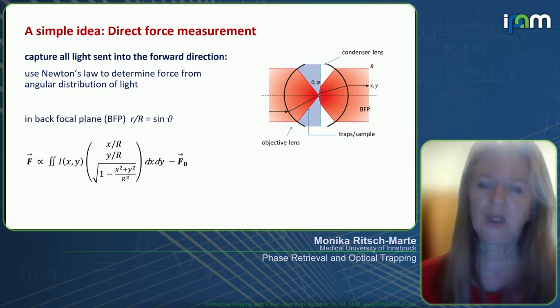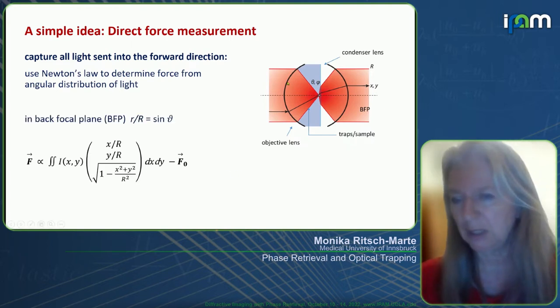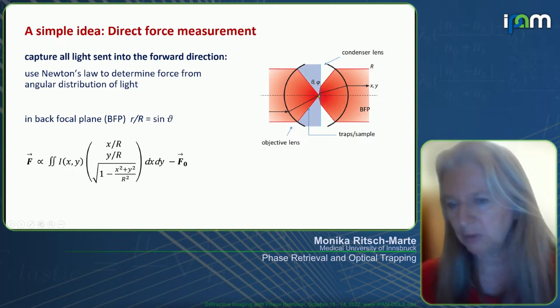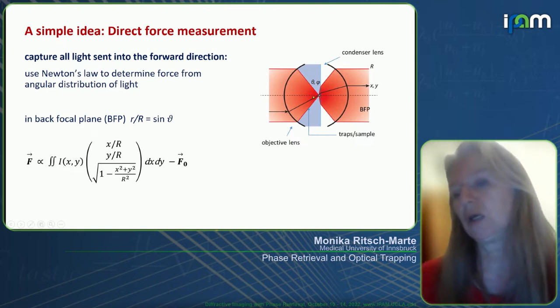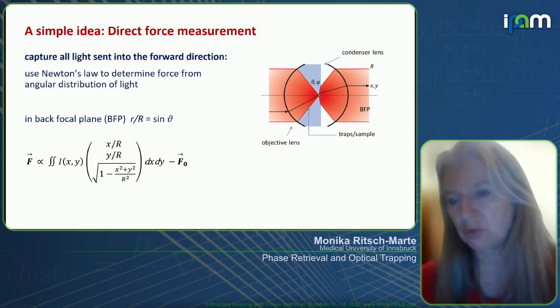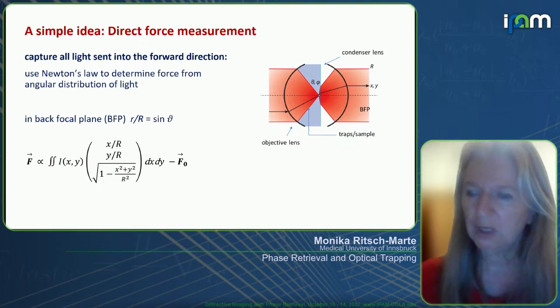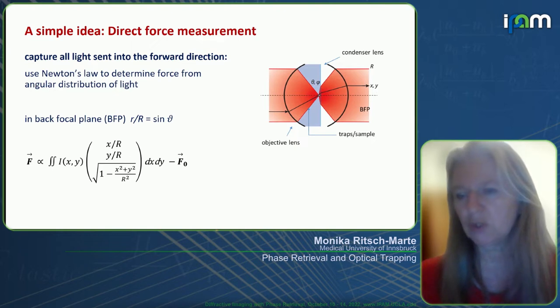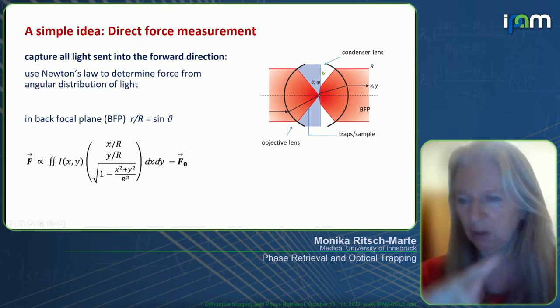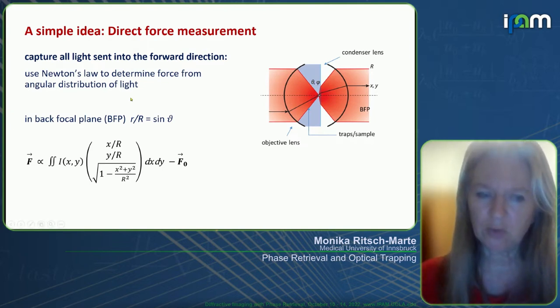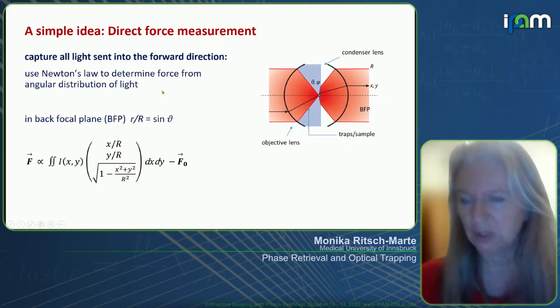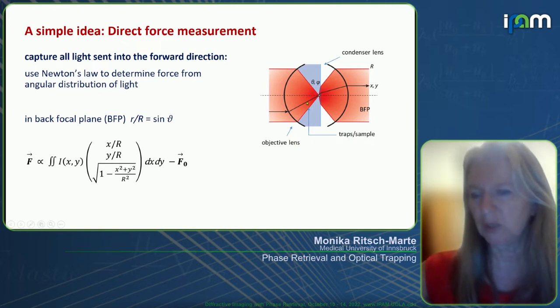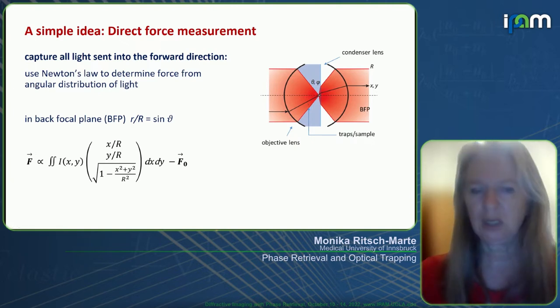But it is possible, and one can use a high NA objective lens to form the traps in combination with an SLM, a spatial light modulator. You can do holographic optical tweezers, so several traps, and then you have a high NA condenser that picks up all the light scattered into the forward direction and maps it onto the camera plane. So in the back focal plane where the camera sits, all these scattering angles in different directions are converted into a radial position away from the optical axis in the camera plane.